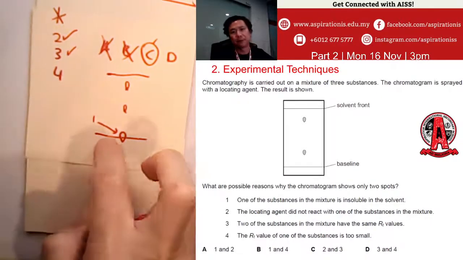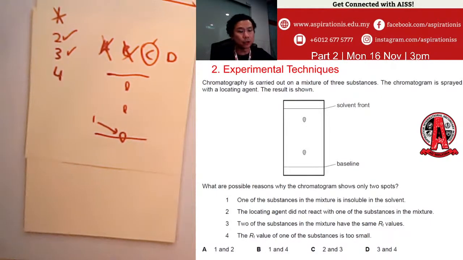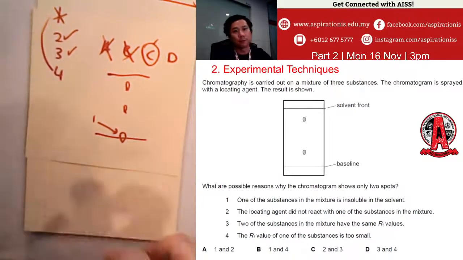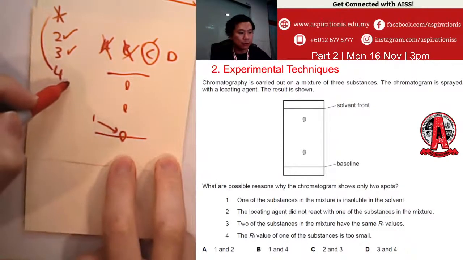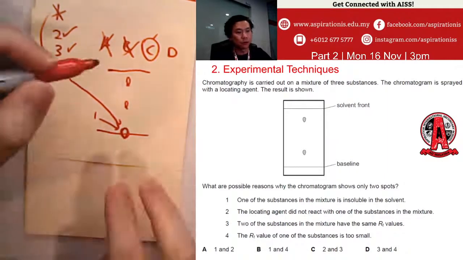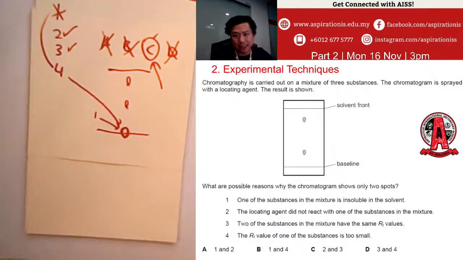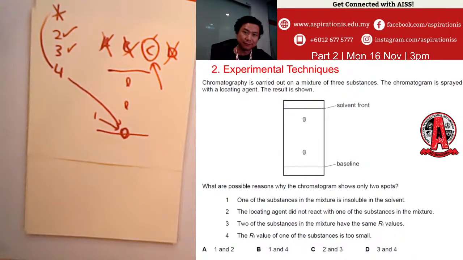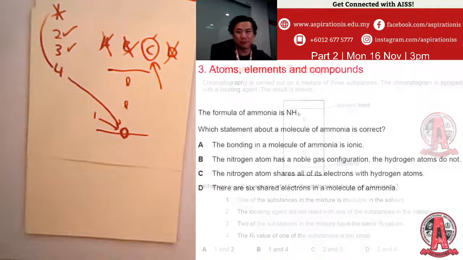Let's look at number 4. The RF value of one of the substances is too small. Now if the RF value of one of the substances is too small, then it will stay very close to the baseline. That means you are going to look at a spot here, which is not the case. The baseline is empty, which is why number 4 is also wrong. So therefore C is the answer. Any questions? So remember that if the RF value is too small, or if the substance is insoluble, you will get the dot on the baseline. Okay, good so far. Moving on.